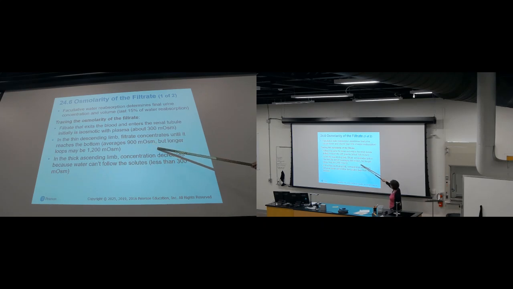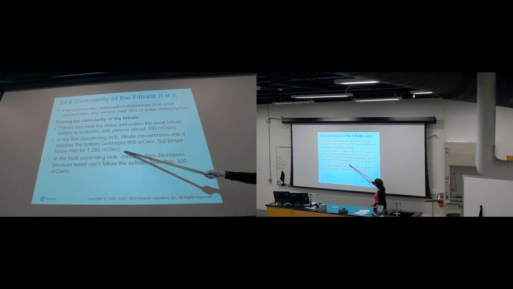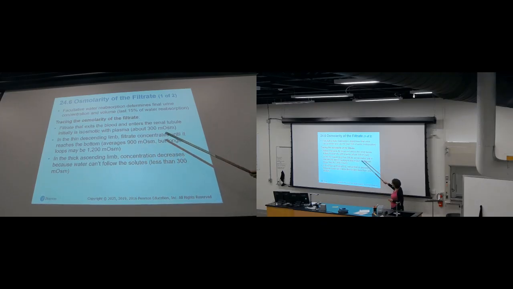In the thin descending limb, your filtrate will concentrate until it reaches the bottom of the loop. From 300 it will go up to 900, but in longer loops up to 1200 milliosmoles, because you are concentrating as you are reabsorbing water in the descending limb. You can concentrate your tubular fluid more.